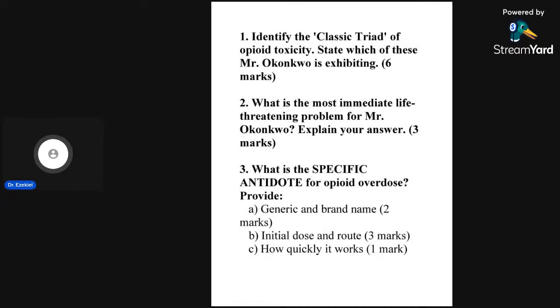Question two, what is the most immediate life-threatening problem for Mr. Okonkwo? And all of them are life-threatening, but you see that respiratory depression may likely kill the patient faster. You understand? So respiratory rate is very low. All right. So that can actually kill the patient. So the antidote for opioid toxicity overdose, I told you, Paul, I think the class chorused it when I asked it, naloxone. If you don't know it here, you should know it.